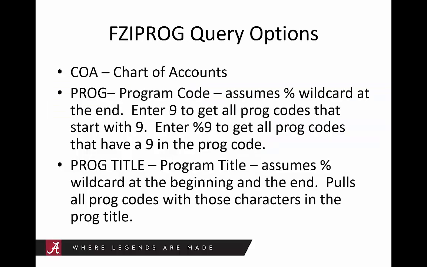The program code search page has the following query options: chart of accounts; program code, which assumes that % wildcard at the end. Enter 9 to get all program codes that start with 9, enter %9 to get all program codes that have a 9 in the program code. Program title assumes % wildcard at the beginning and the end, and pulls all program codes with those characters in the program title.